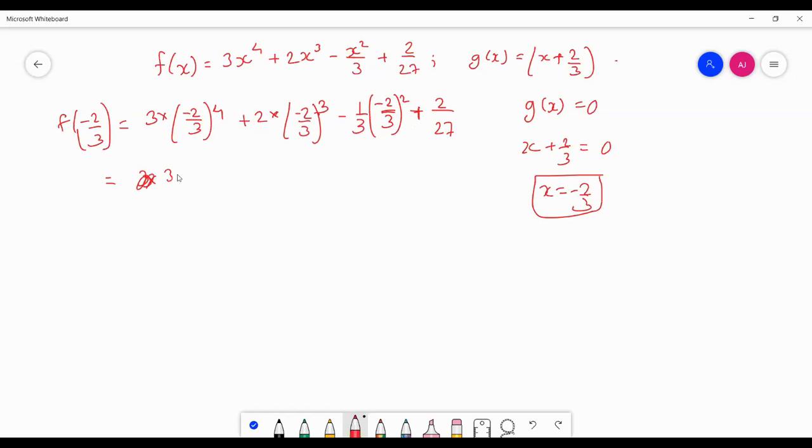3 into, yes, what will be the fourth power of -2/3? Sir, what will the fourth be? 16 by 81. Perfect. Because it is the fourth power, that is an even power, so negative will not exist. Minus minus plus, minus minus plus. It is like that. So 16 upon 81 plus 2 into (-2/3) whole cube.